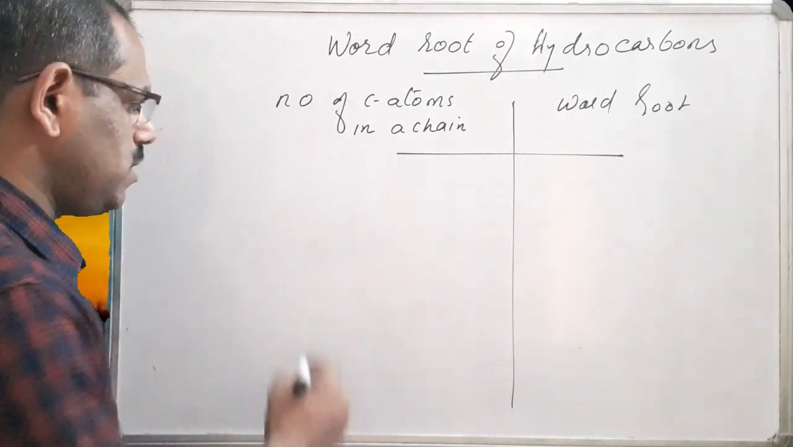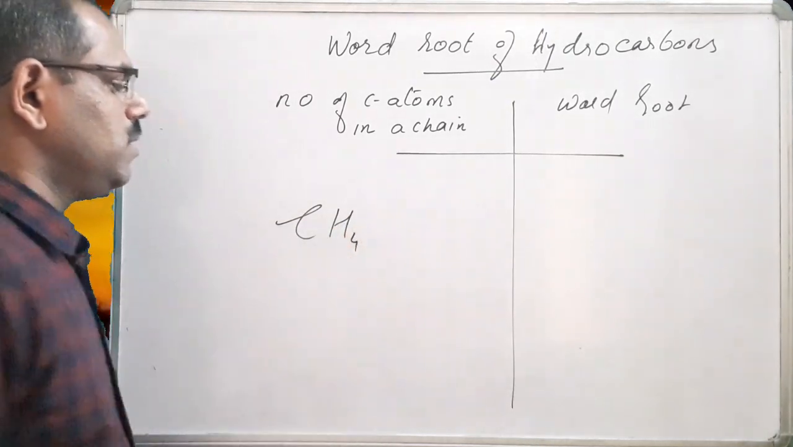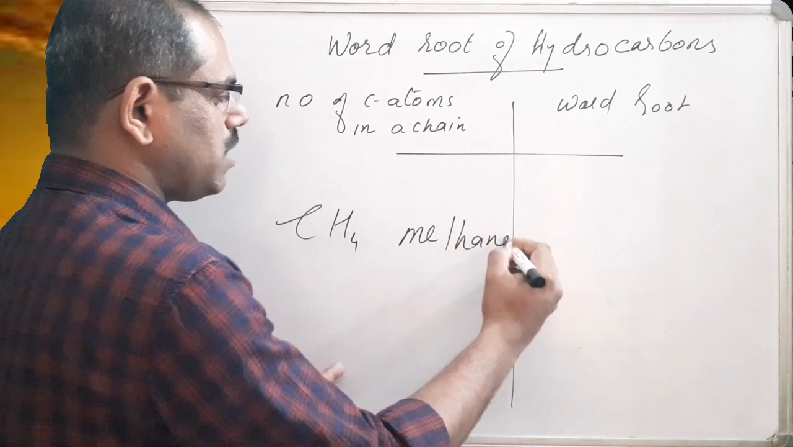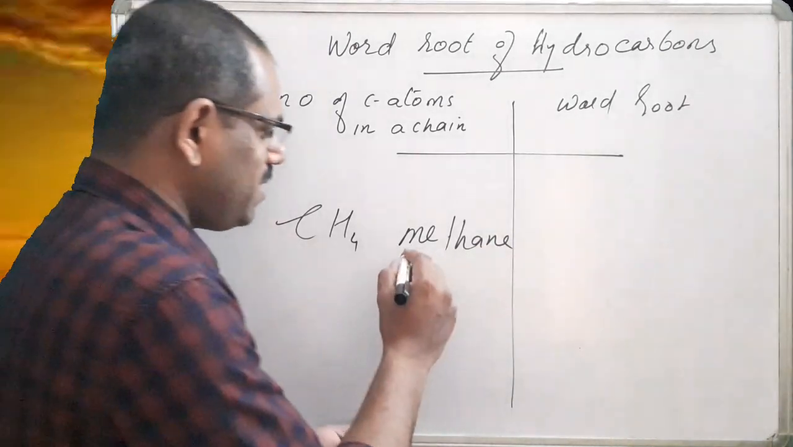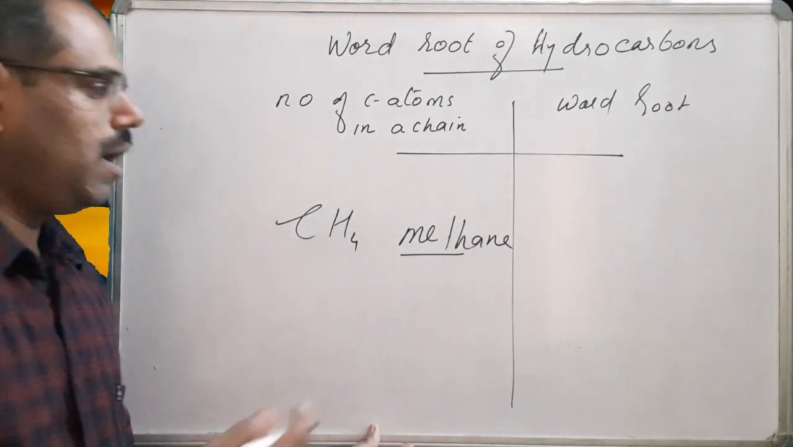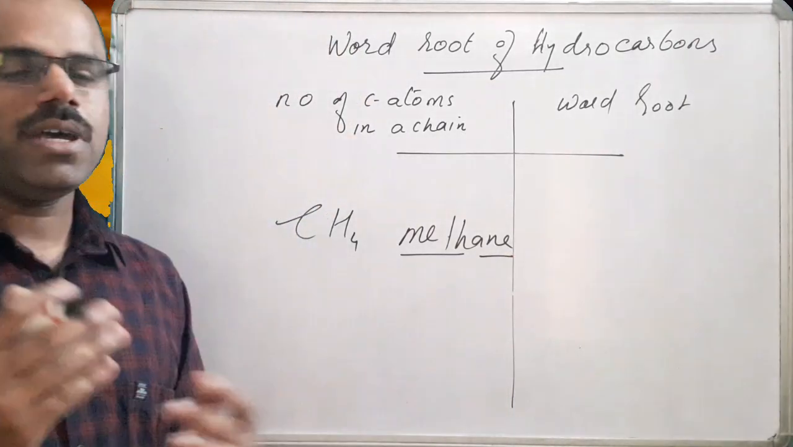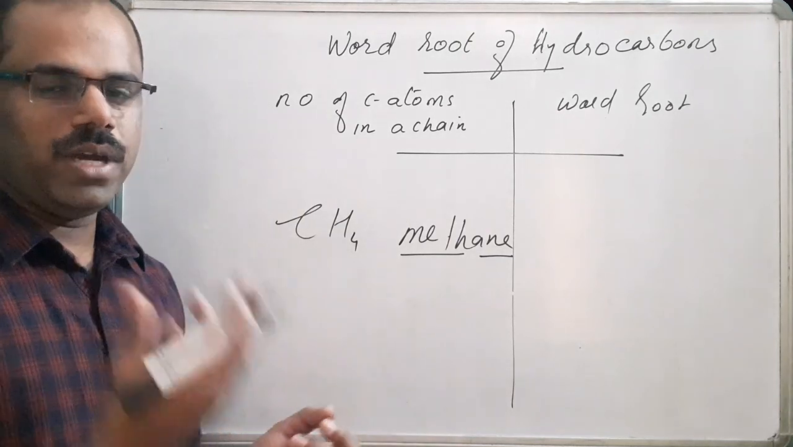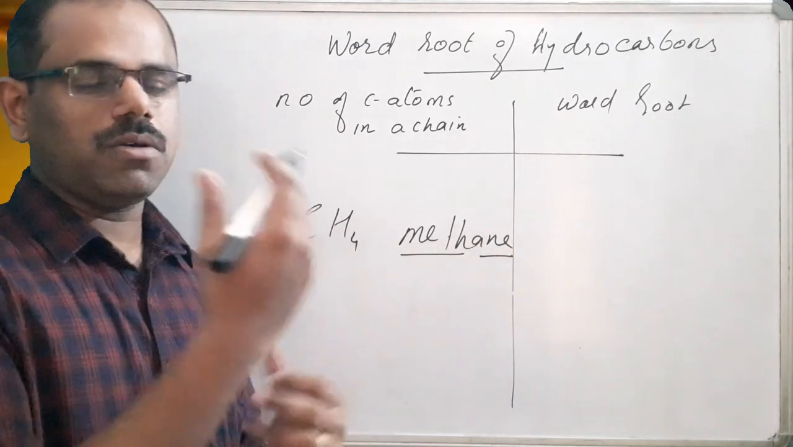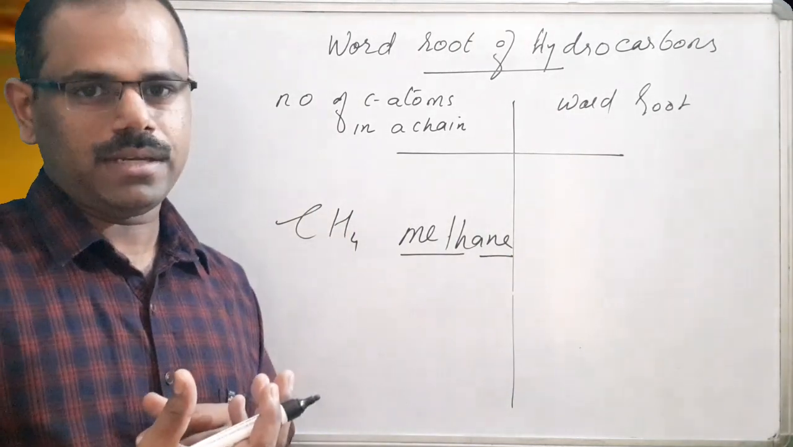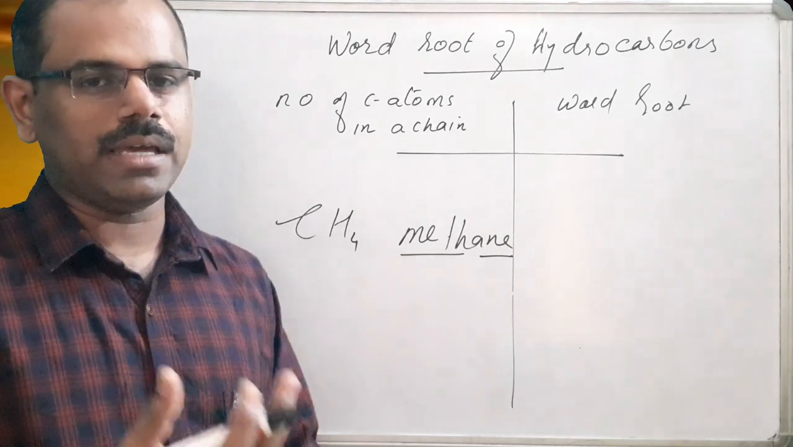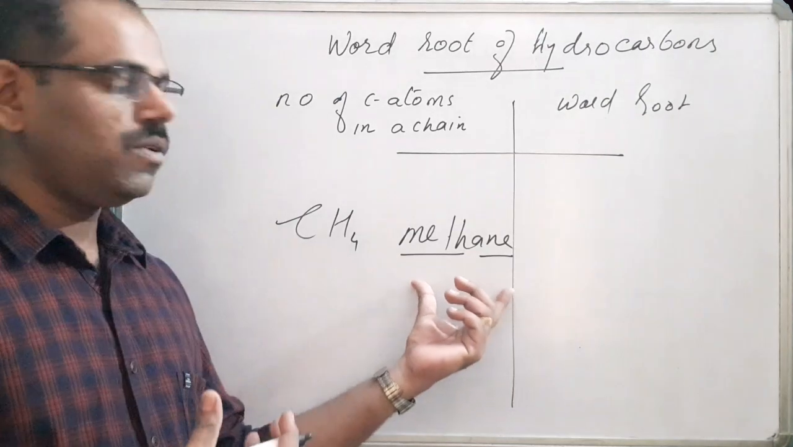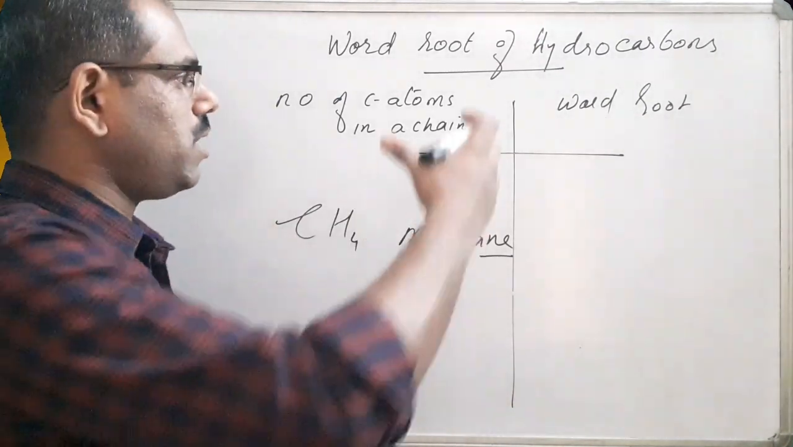One example: all of you know CH4 is known as methane. The meth, M-E-T-H, and A-N-E come from two different aspects. Meth is the word root, and A-N-E, as I already told you, is a part of alkane. In the same way we have alkene and alkyne. So before studying the naming, we study the word roots.